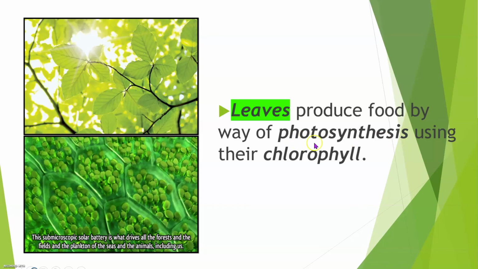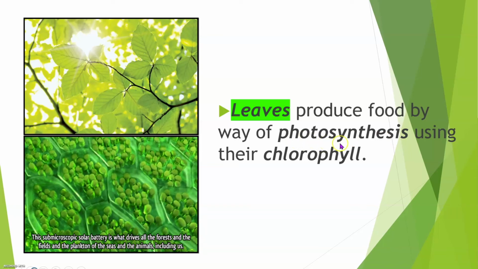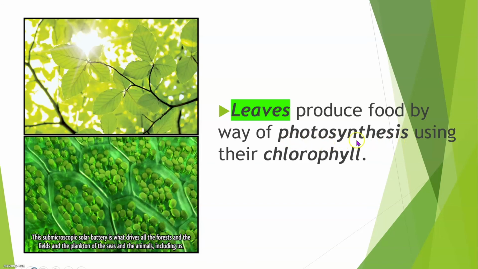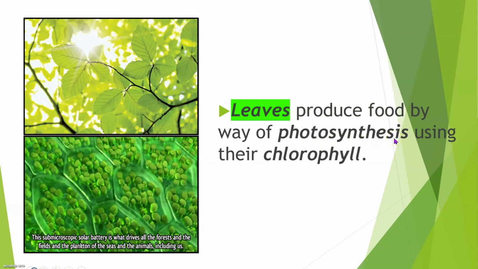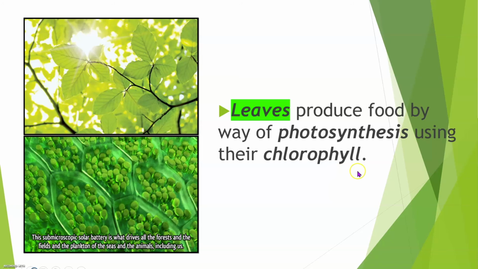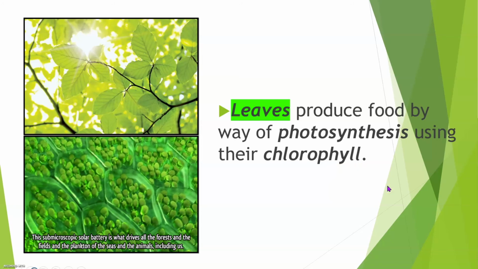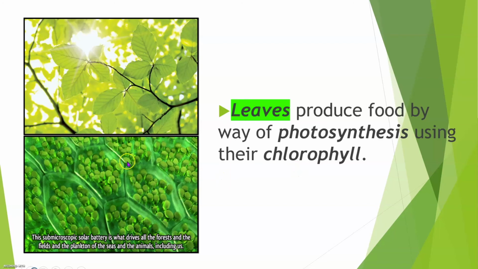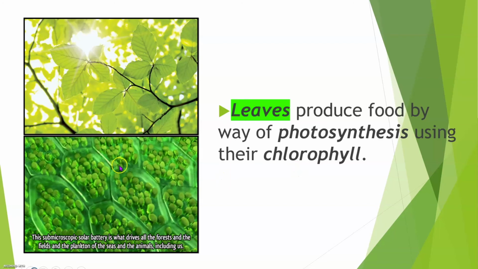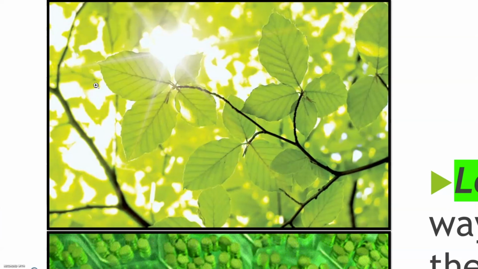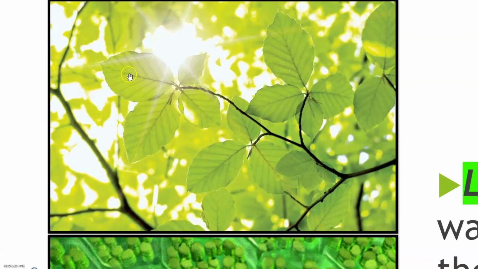Very good. Again, photosynthesis. Very good. Good job. Another word, chlorophyll. Very good. So the chlorophyll are the green pigment in the leaves. Okay? So, they are the green pigment in the leaves.